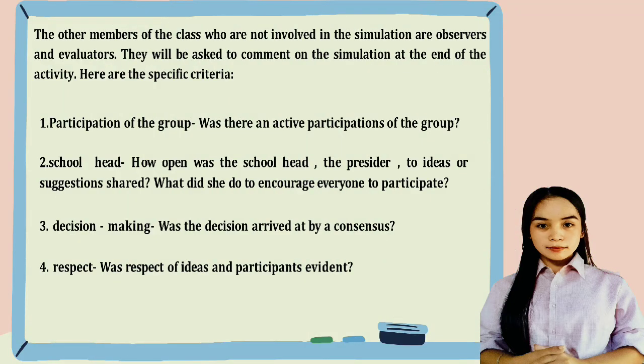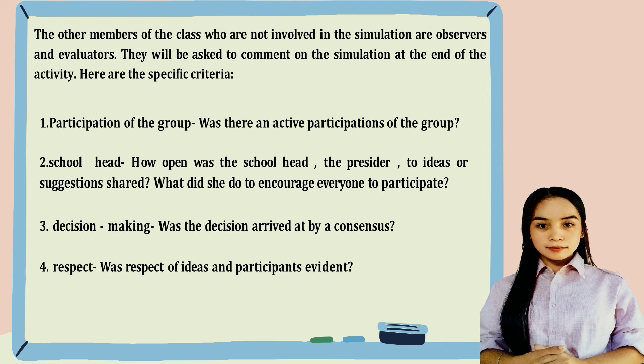The other members of the class who are not involved in the simulation are observers and evaluators. They will be asked to comment on the simulation at the end of the activity. Here are the specific criteria. Number 1. Participation of the group. Was there an active participation of the group?